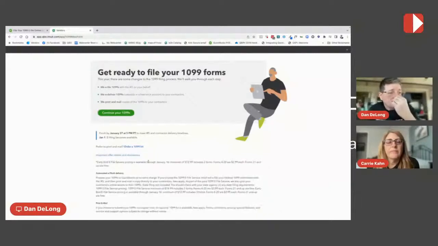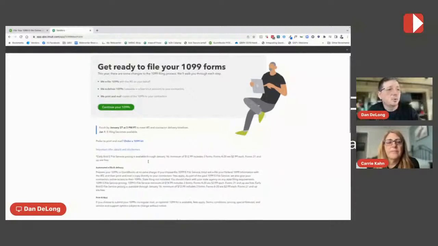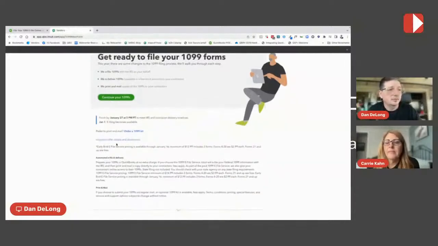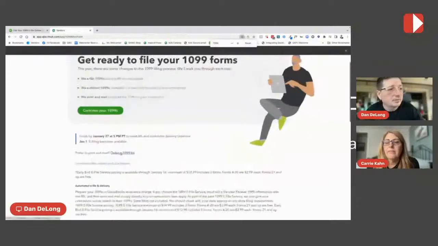So when you click on this important offer details and disclaimers, right? So let me see if I can make this bigger. Here we go.